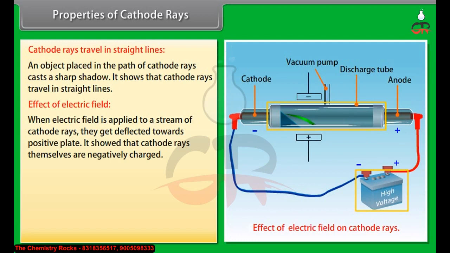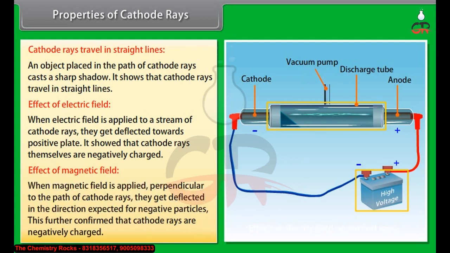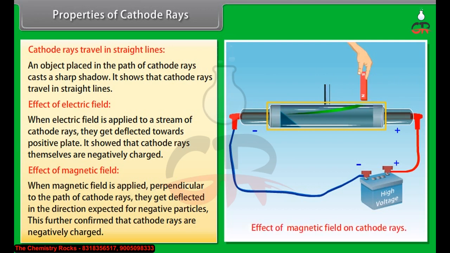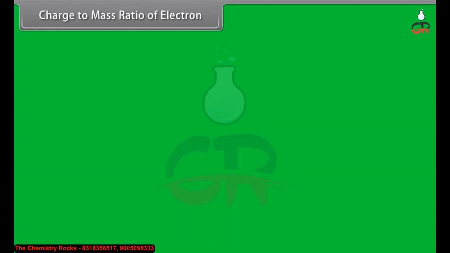Effect of magnetic field. When magnetic field is applied perpendicular to the path of the cathode rays, they get deflected in the direction expected for negative particles. This further confirmed that cathode rays are negatively charged. Charge to mass ratio of electron.